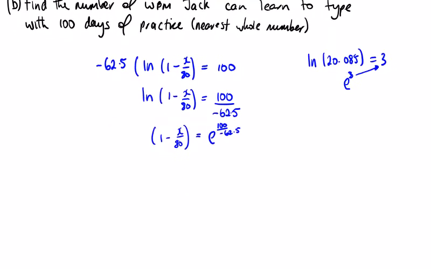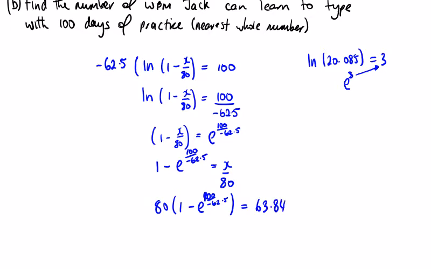So simplifying this, we have a minus x over 80, so we bring the x over 80 to the right and the e to the power of 100 over minus 62.5 to the left. We can simplify just down then in terms of x. 80 times the left will be equal to x. So we have 100 over minus 62.5. So typing this into your calculator gives 63.84, and we were asked to the nearest whole number, so 64 words per minute.